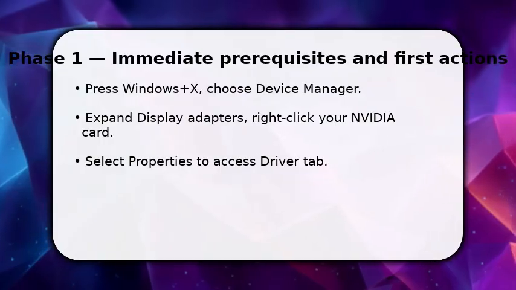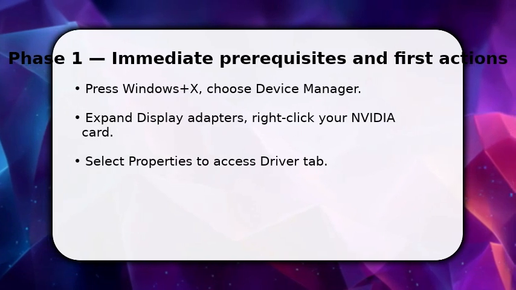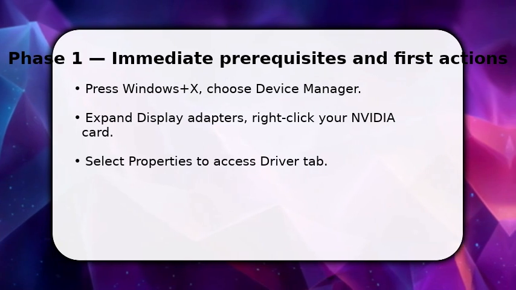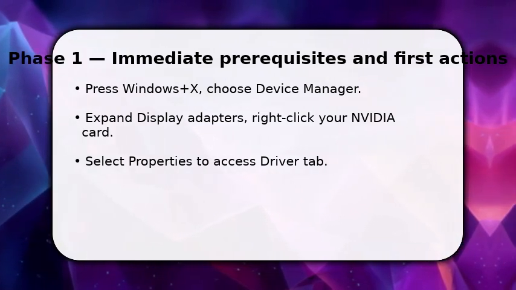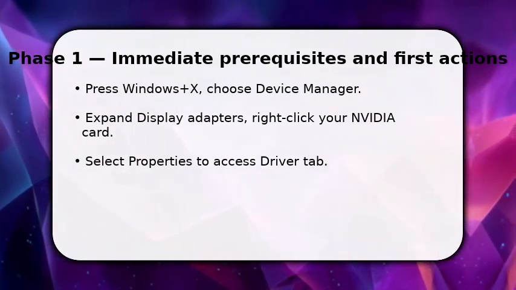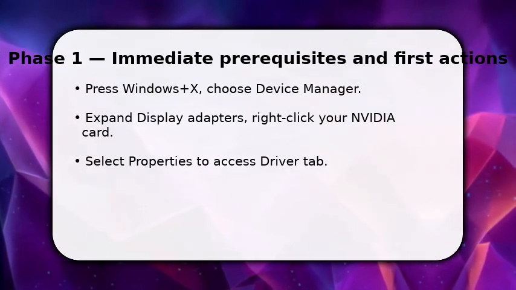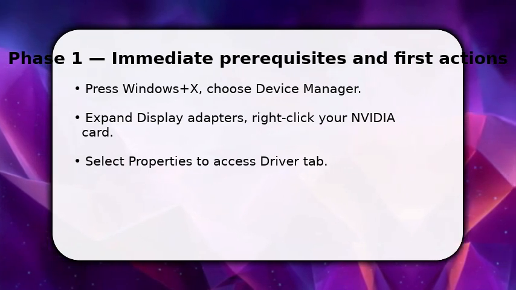You start now, press Windows plus X and open Device Manager. Locate display adapters and right-click your Nvidia GPU. Don't hesitate, do it. Once the Properties window opens, click the Driver tab. You'll see a few options: Roll Back Driver, Update Driver, Uninstall Device. Choose Roll Back Driver if available.